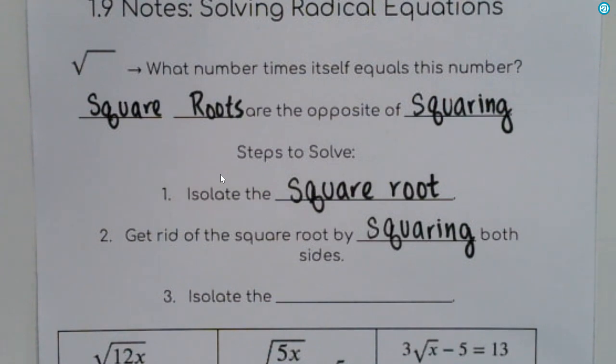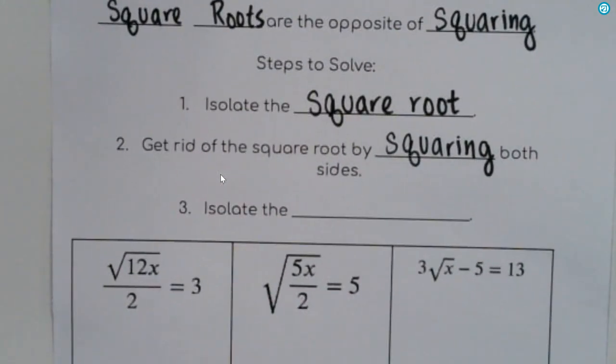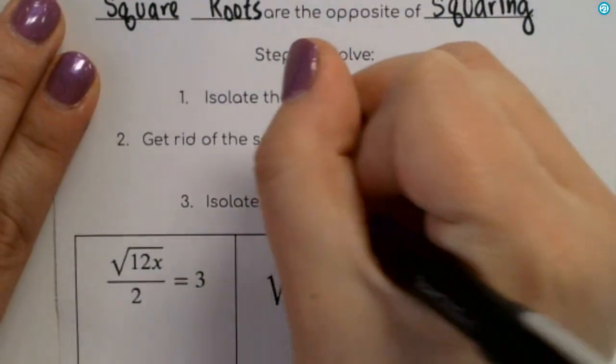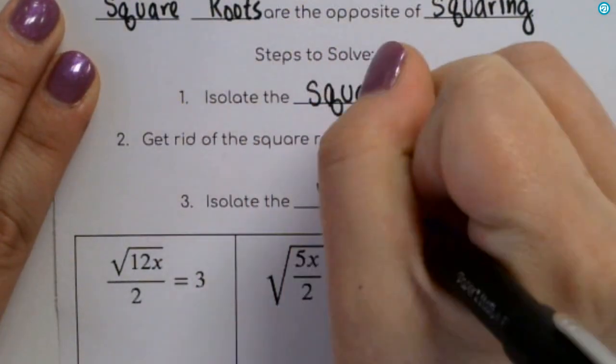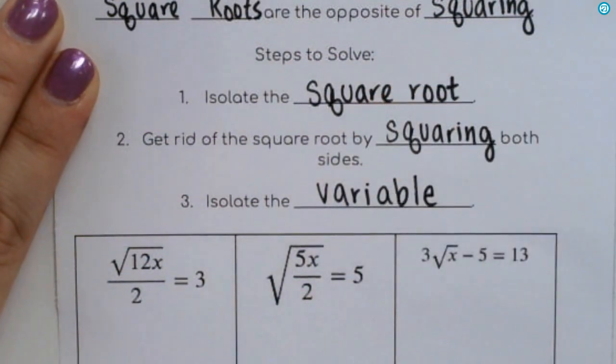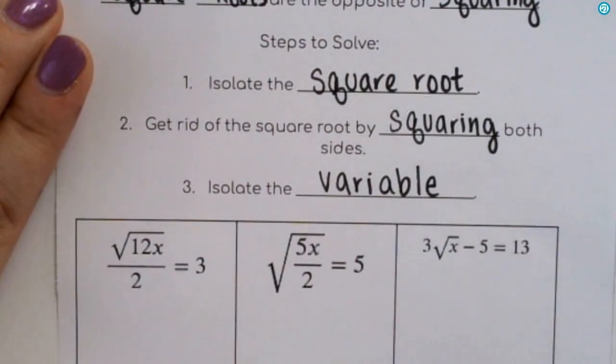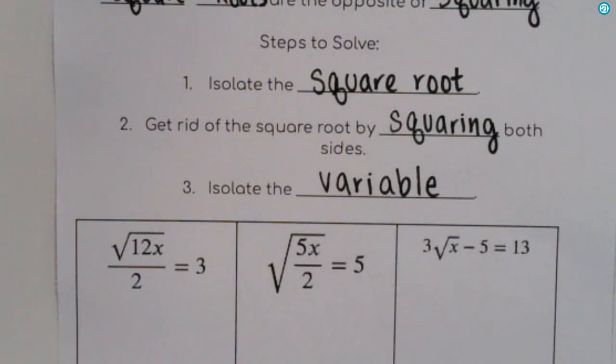Okay, you only have to square one time, so in the actual equation. Okay, and then the last thing is, once you have gotten the square root by itself, you are going to isolate the variable. So get x by itself. So finish solving for x.